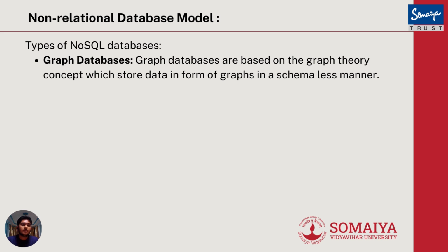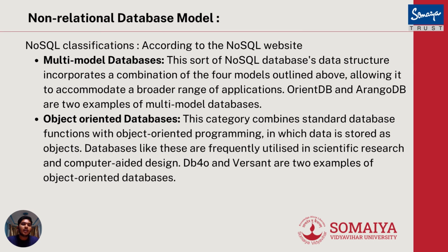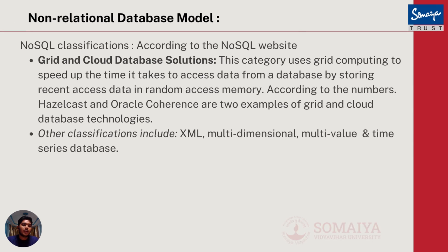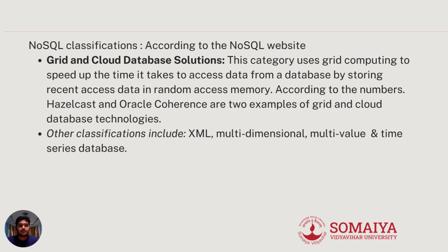There are also some more which are mentioned on their official website. They are model databases, object-oriented databases, grid and cloud databases. Other classifications are XML, multi-dimensional, multi-valued, and time series databases.